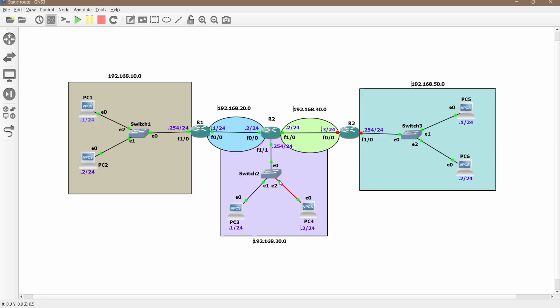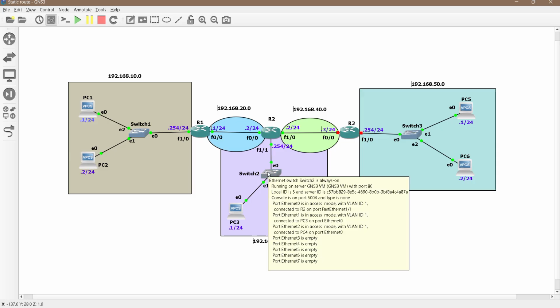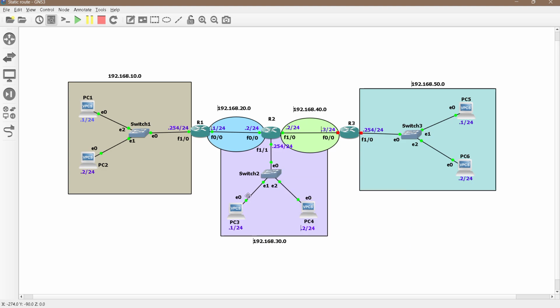And now comes the routing for this particular LAN 2, 192.168.30.0. As it is directly connected, we will not do any static routing or any default routing. So this was it for the concept of default routing and static routing.